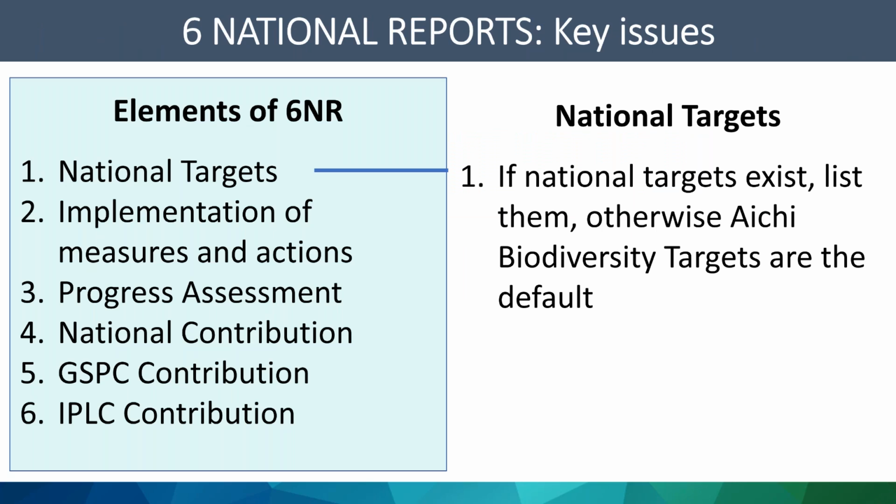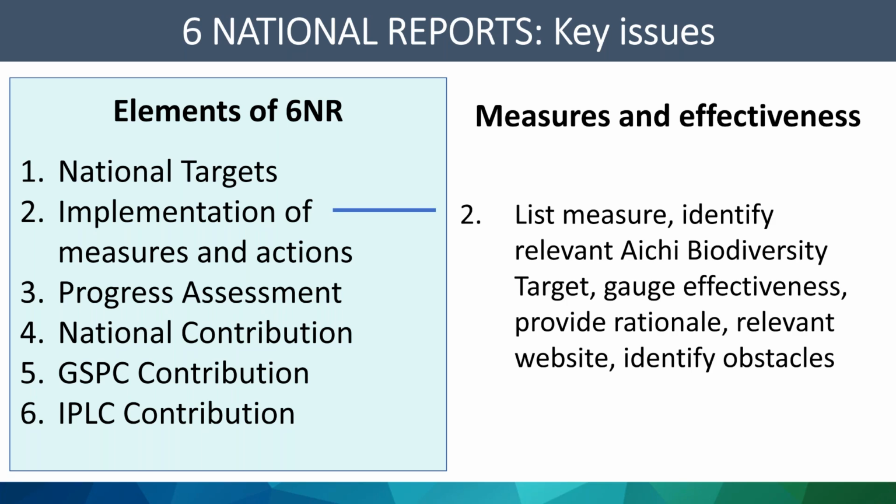The national elements of the 6th national report include national targets. If the national targets exist, then participants should list them. Otherwise, the Aichi biodiversity targets are the default. The second set of elements are to list the measures, identify the relevant targets, gauge effectiveness of these measures, provide a rationale, link the relevant website, and identify obstacles.